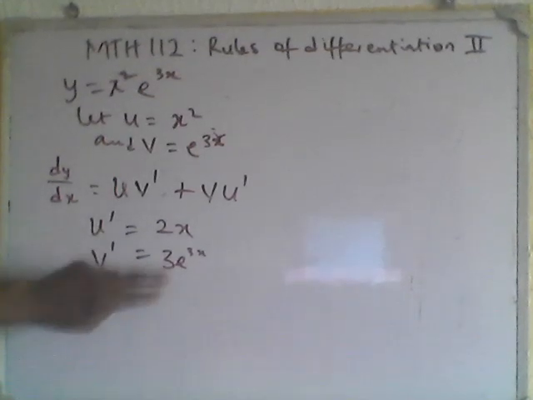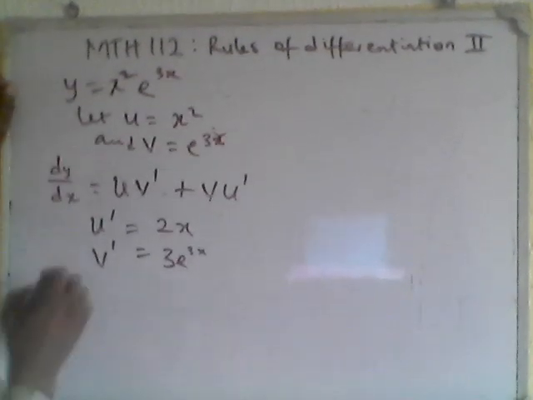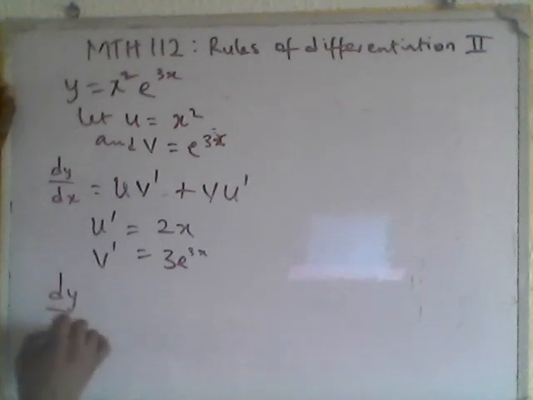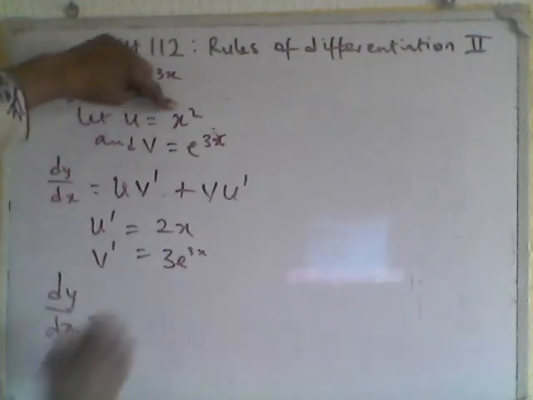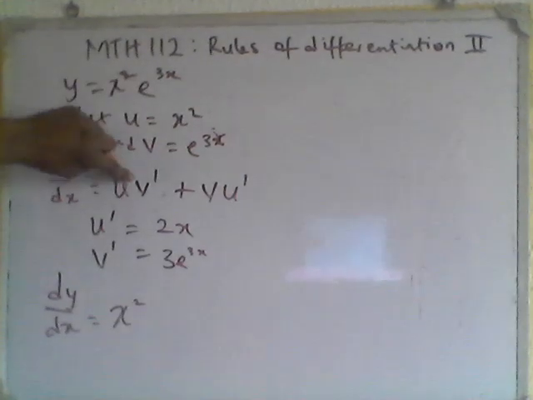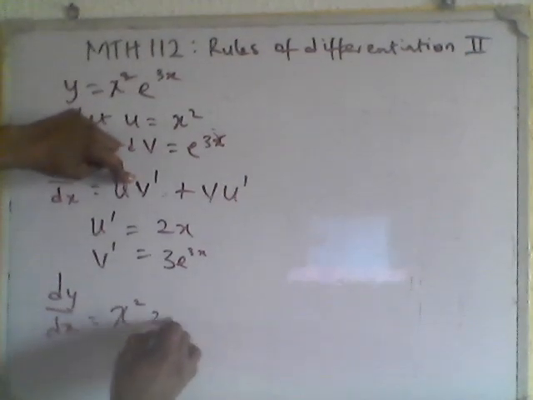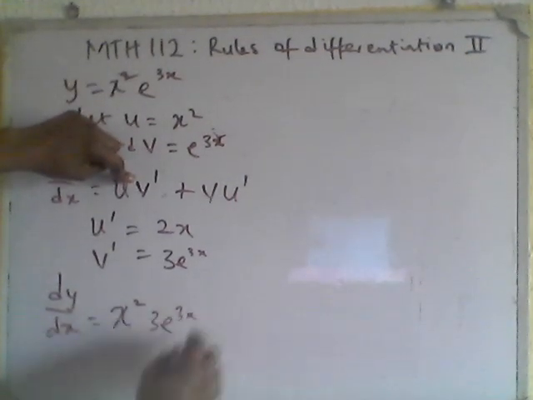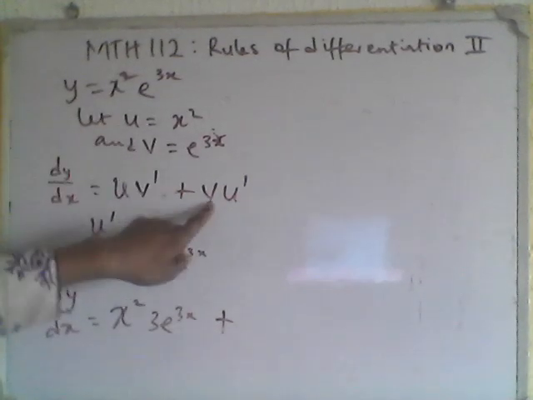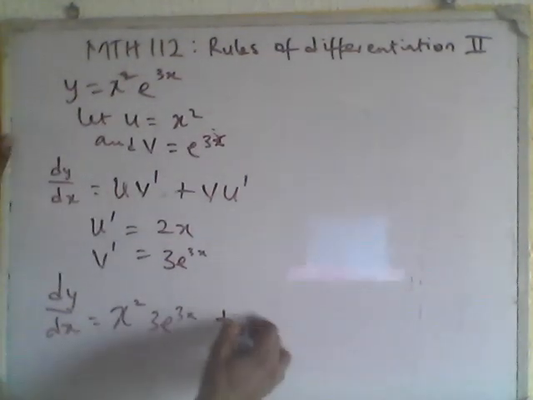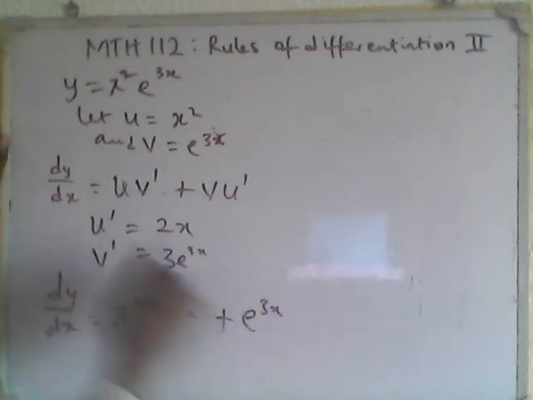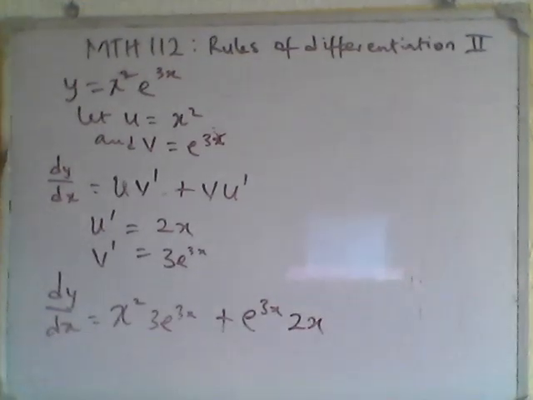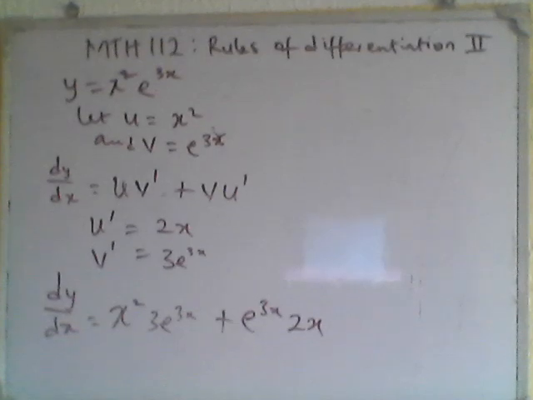So I'm going to plug all this back into this expression. So I have dy dx is equals to, so my u is what? X squared. V prime is 3 exponential 3x. Then plus v is exponential 3x. And u prime is 2x. Okay, so at this point, I will just simplify.